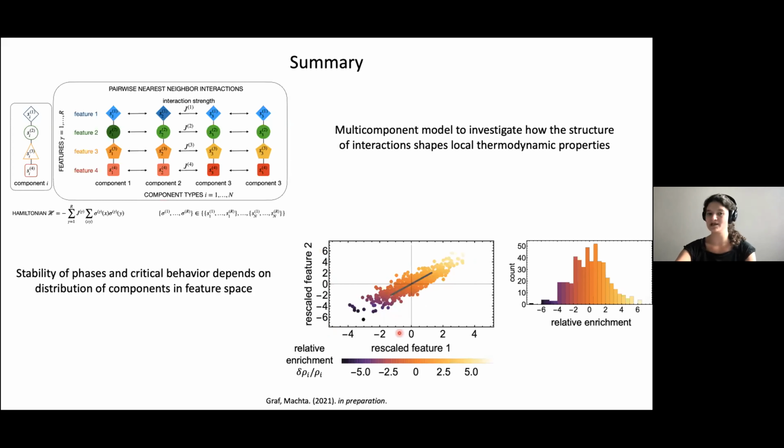And since we would typically assume that the dimension of this feature space is much lower than the number of components, I think this really allows us to reduce the complexity of these systems to a lower dimensional matrix.